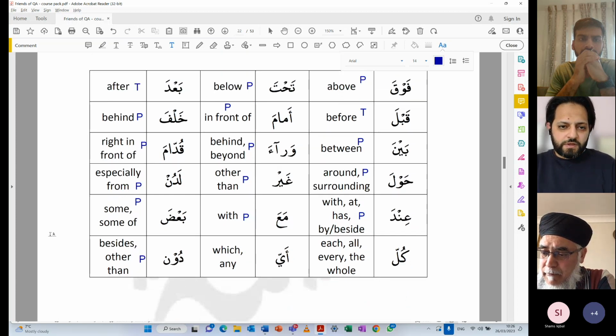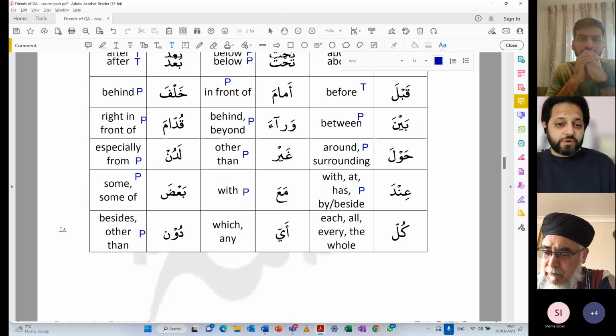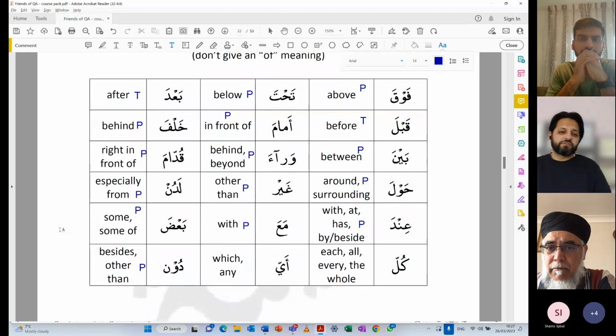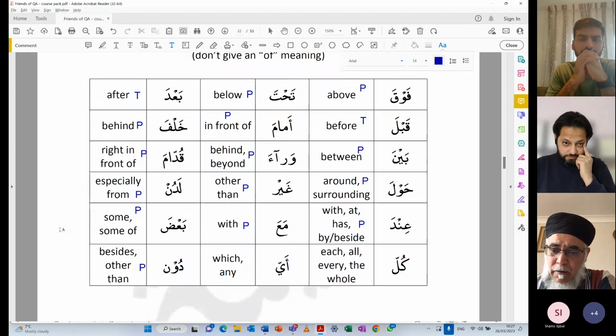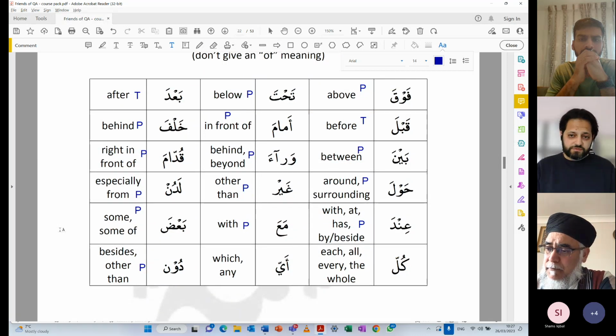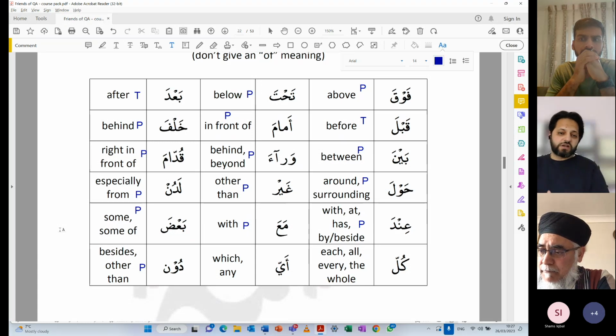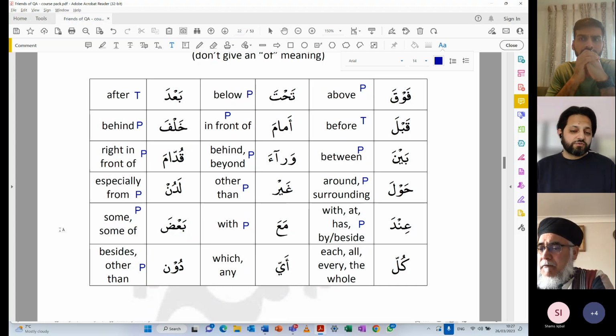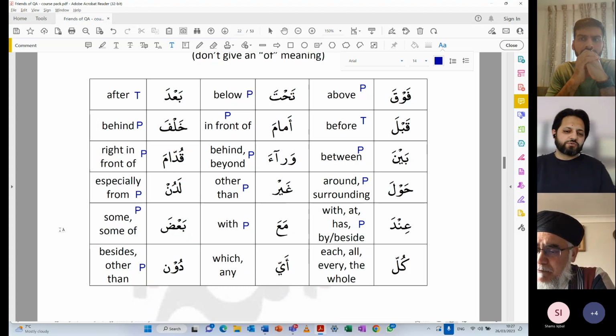Okay. So all you have to do is familiarize yourself with these words. Just read them a few times. Whatever you can retain, great. If you can't retain them, they will, inshallah, show up again and again in the Quran when we do more practice, and you will get used to them. They're quite commonly used words in the Quran.